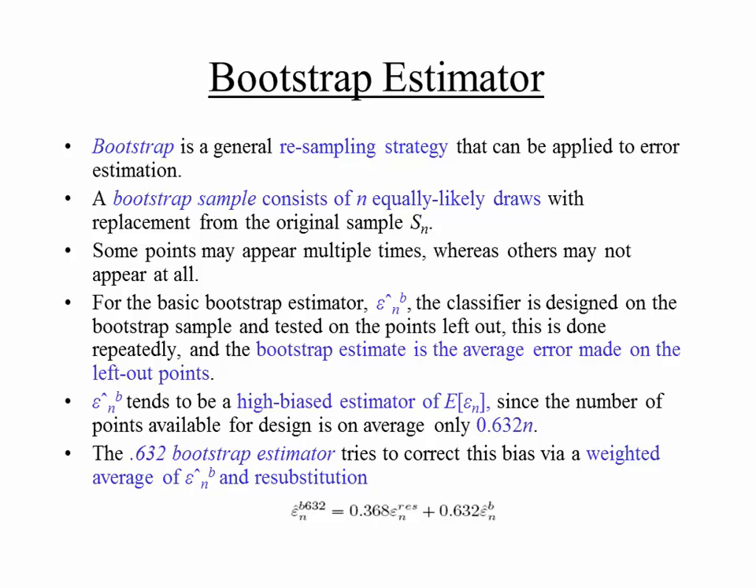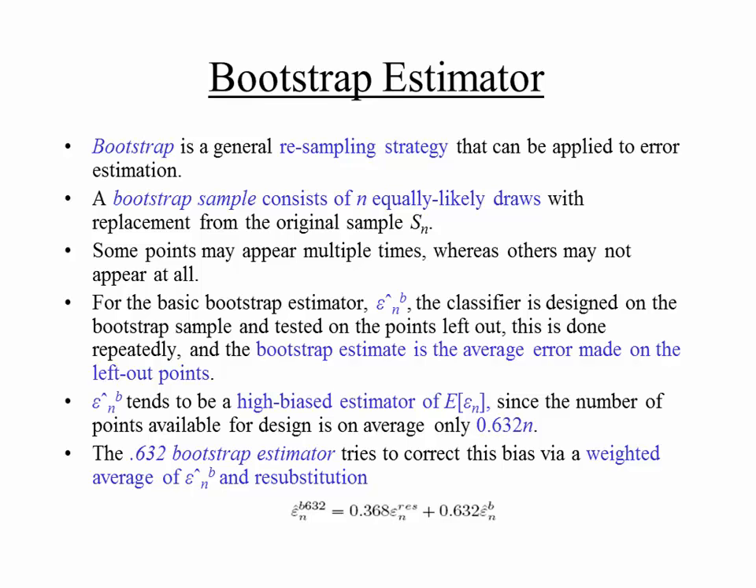For the basic bootstrap estimator, the estimated error, the classifier is designed on this bootstrap sample and tested on the points left out. And this is done repeatedly, and the bootstrap estimate is the average error made on the left out points, right? The error estimate obtained using the bootstrap method tends to be a high bias estimator of the actual expectation of the error, since the number of points available for design is on average only 0.632n. And to arrive at this number, you'll have to do some math with the draws and all that stuff, right?